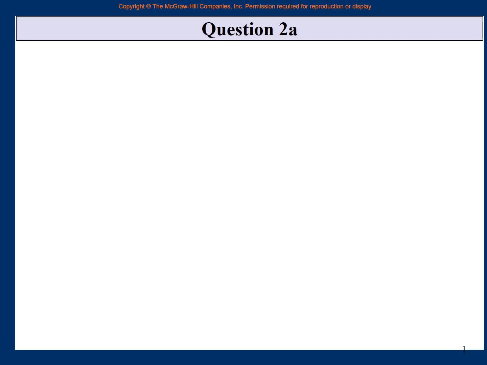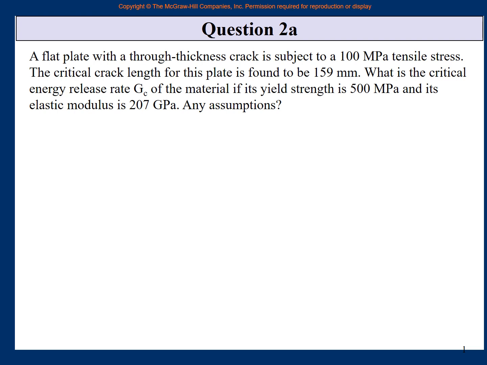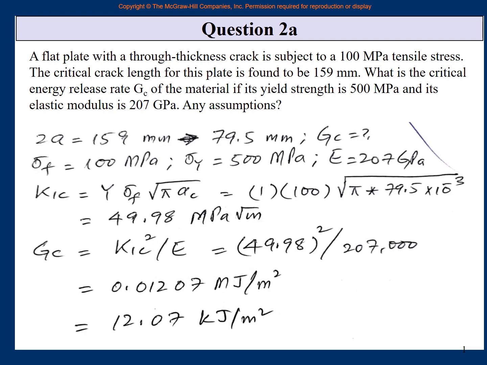We just read the question for 2A. Hopefully, if you are proceeding further, you have already solved it, so let us see. It is a through thickness crack, so it is 2A, where A is 79.5 millimeter. We have to find the GC, which is the unknown.